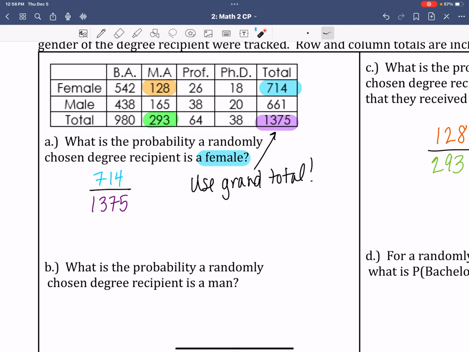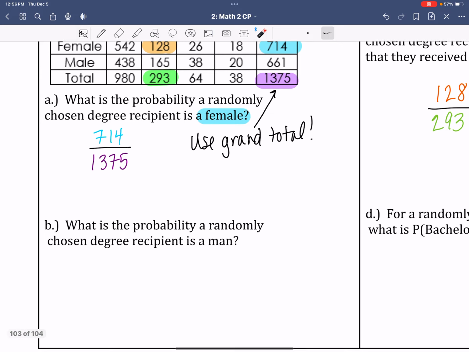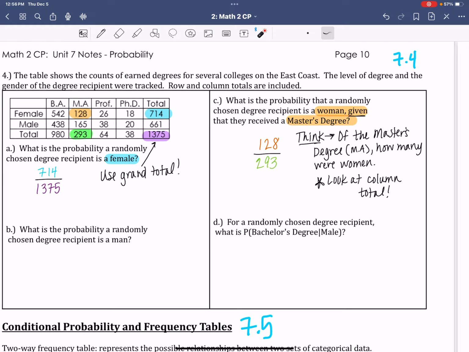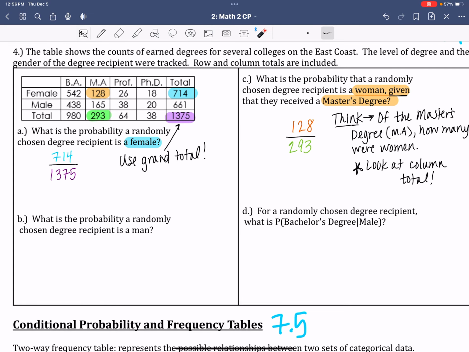Now it says, what is the probability a randomly chosen degree recipient is female? So of all people, we want to know how many were female. The grand total for female is 714 out of the total amount of people, which is 1375. That's pretty easy from there. You're going to do this one. And now let's use this letter C.